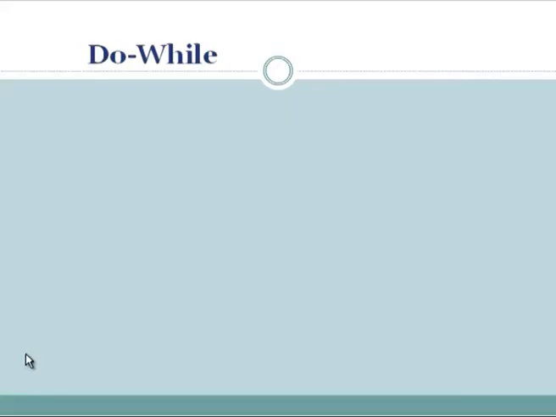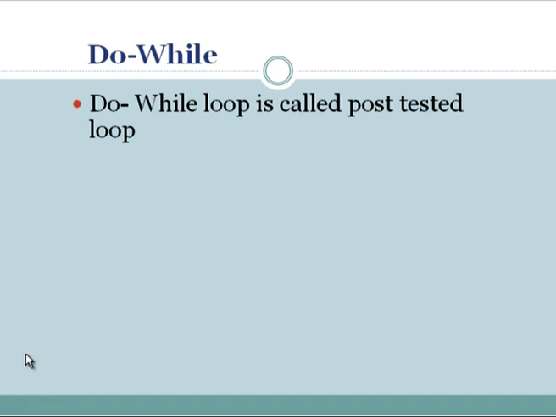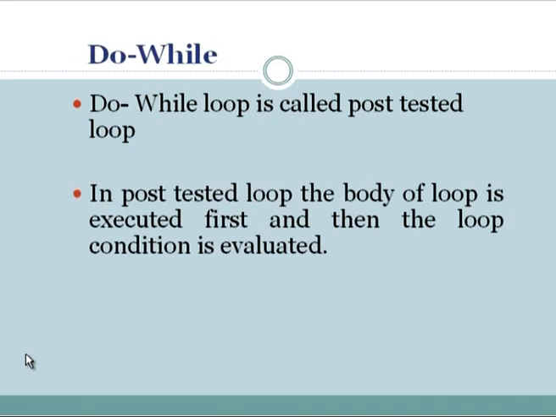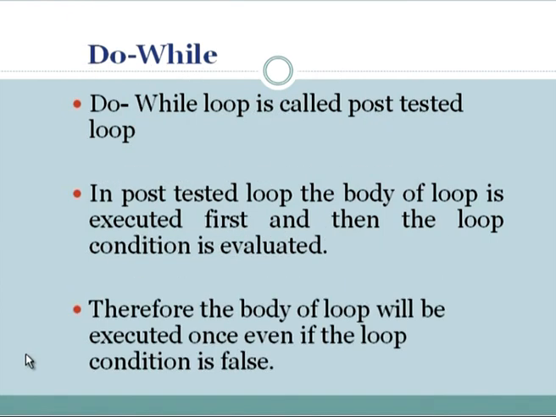Now let's study another type of loop that is called the do while loop. The do while loop is called a post tested loop. In a post tested loop, the body of the loop is executed first, and then the loop condition is evaluated. Therefore the body of the loop will be executed at least once, even if the loop condition is false the first time.